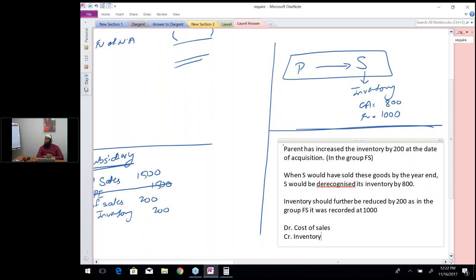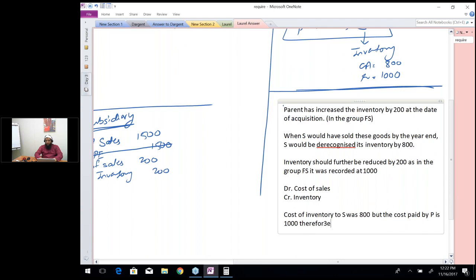Ahmad Janind has understood this. What about the others? Is everyone else getting the point? Simran is saying why we are misusing the cost of sales. Simran, we are not misusing the cost of sales. If you see, the cost of inventory to subsidiary was actually 800, but the cost paid by parent is 1000.